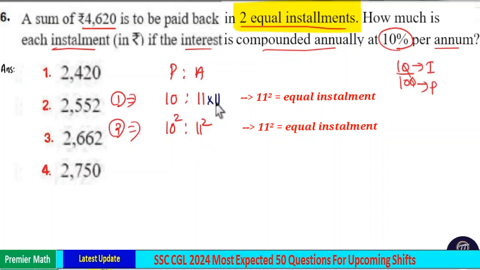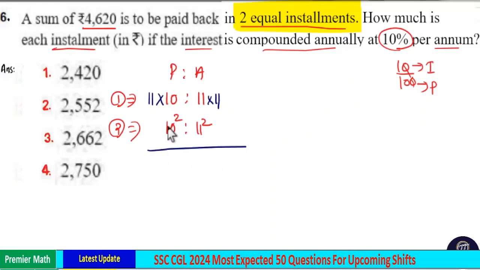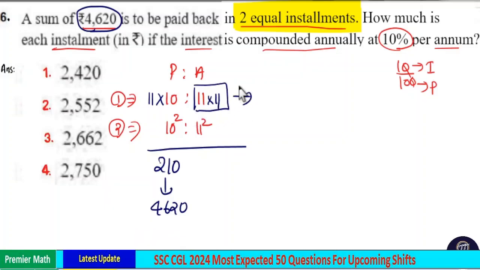Now if I multiply 11 here, I should multiply 11 in principal as well. Now you can see we have 4,620 as sum. Here sum means principal. Here 11 into 10 is 110. 110 plus 100 is equal to 210, which means 210 is equal to 4,620. Now we have to find out what the equal installment is. Equal installment means 121 part.